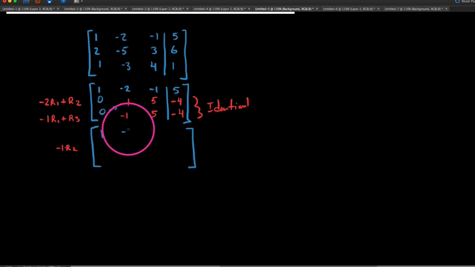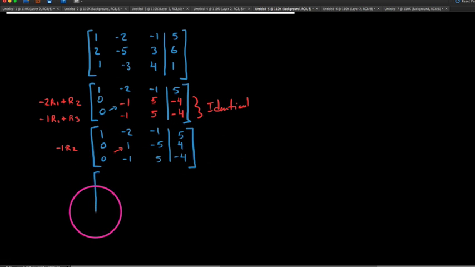So row 1 stays the same. Row 3 stays the same: 0, negative 1, 5, negative 4. But row 2 switches to the opposite value. So we have 0, positive 1, negative 5, and positive 4. And so now that we have a 1 here, let's use this 1 to get everything below it to be a 0. We'll take it times the opposite of the thing below it and add it to the thing below it. So the opposite of negative 1 is positive 1.